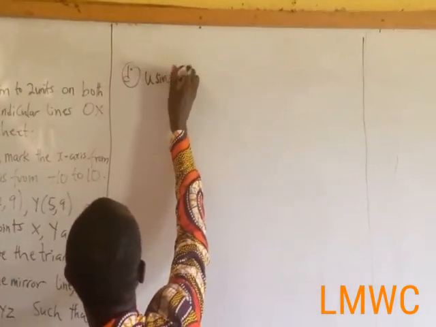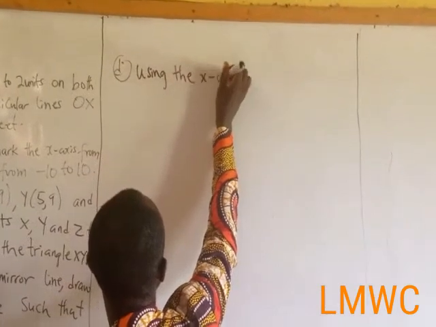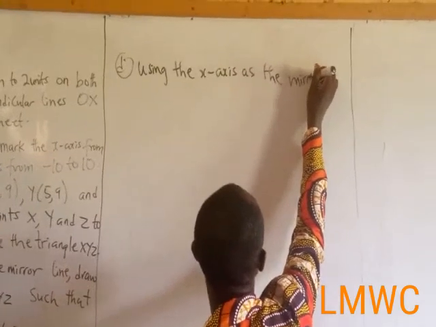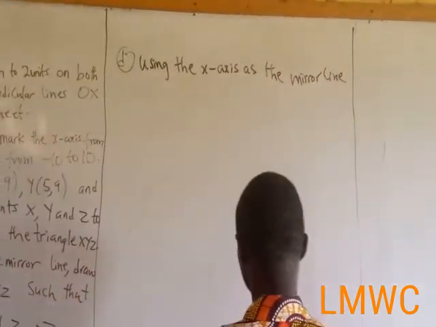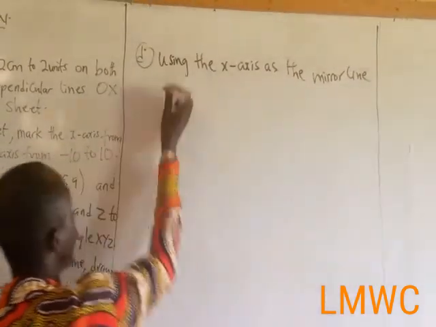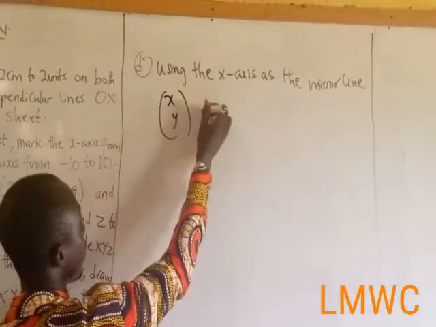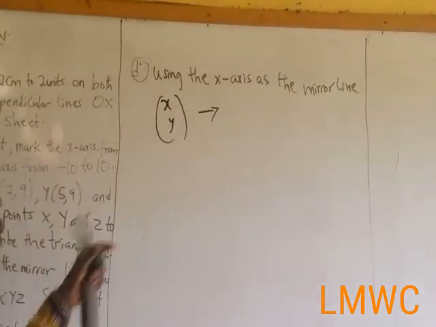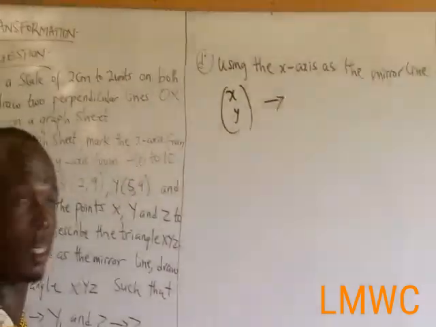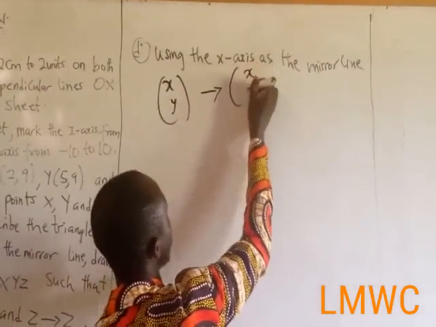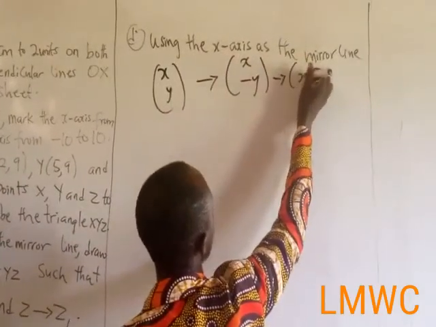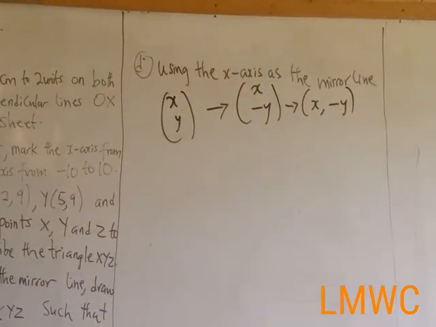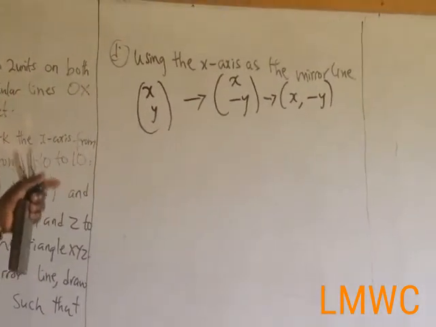So using the x-axis as the mirror line, we have the original point as (x, y). It maps to, always using the x-axis as the mirror line, you negate y, because reflection in the x-axis, you negate y. So it becomes (x, negative y). Always leave your answer in coordinates, because under transformation we leave our answer in coordinate form.